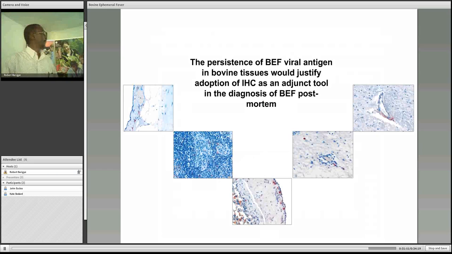And if this method can be worked on and improved, I strongly believe it could be an alternative or an adjunct tool for diagnosing the disease, particularly in those cases where you have not been lucky to be there in time and collect blood, perhaps to collect the serum samples. If you have a vet working in the field and all he can get you are tissues and you suspect that this might be the disease, you can go back and use this method to demonstrate presence of the virus or the virus having been the cause of death.